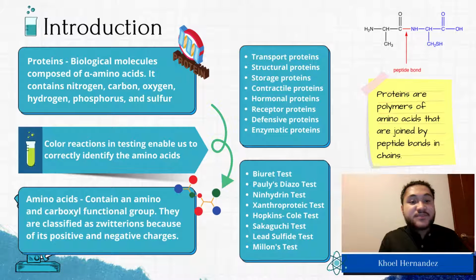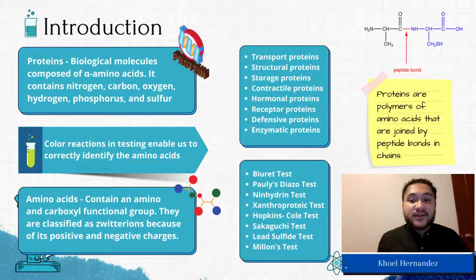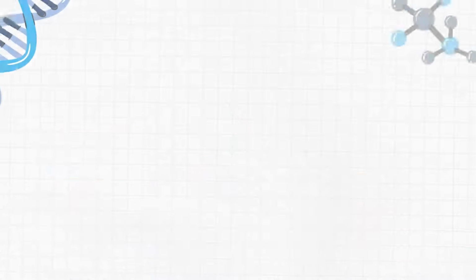Side chains in specific amino acids exhibit color reactions in testing, which can be used as a basis to distinguish them. The tests aim to correctly identify the amino acid through the observed reactions and help understand the amino acid's chemical nature. These tests include the following: Biuret Test, Pauly Diazo Test, Hydantoin Test, Xanthoproteic Test, Hopkins Test, Sakaguchi Test, and lead sulfide test.